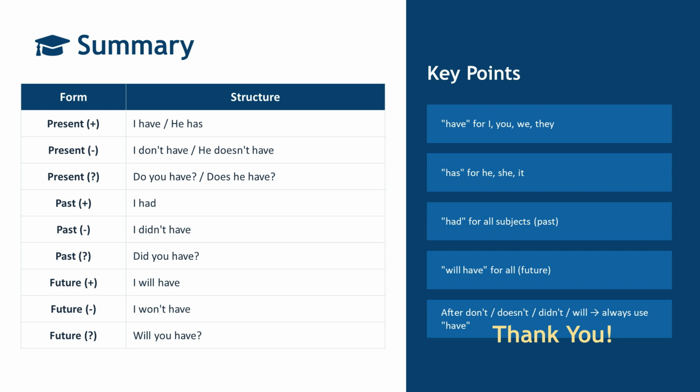The most important thing to remember is that after don't, doesn't, didn't, and will, we always use have, never has or had.